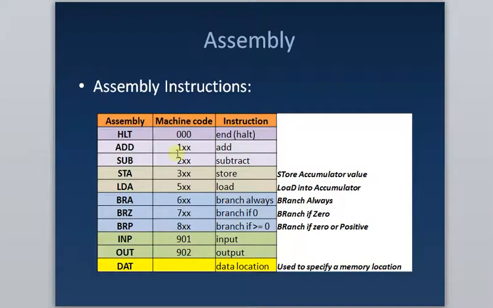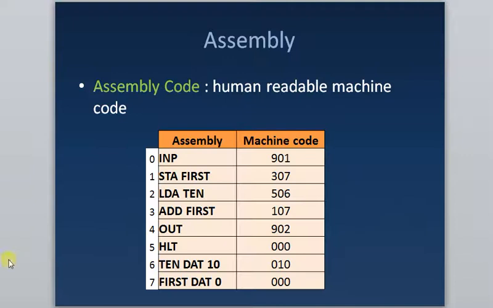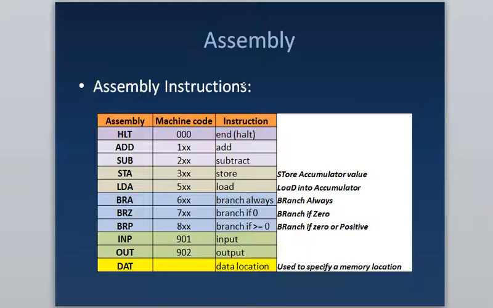So for each of the machine instructions that we've been dealing with, we have an assembly instruction. We also have an extra one called DAT, which gets used to represent pieces of data. We always give them a name, then specify that it's a piece of data, and then the value we want to start with. And we can use a program that will read this somewhat human-readable assembly and turn it into the machine code.